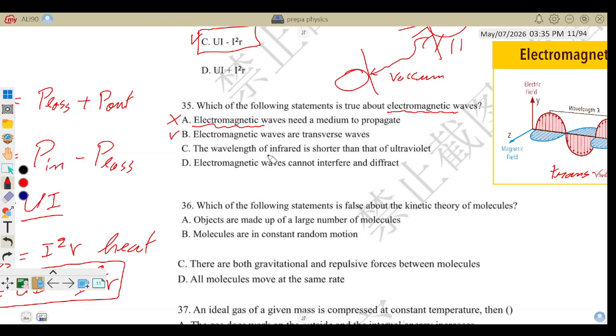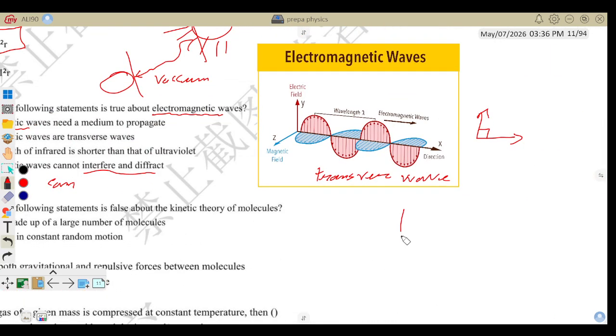For C, the wavelength of infrared is shorter than that of ultraviolet. This is incorrect, and the opposite is actually correct. For D, electromagnetic waves cannot interfere and diffract. This is actually not correct, because they can interfere and diffract if we use what we call Young's slit. So there is a phenomenon that we call interference and diffraction.